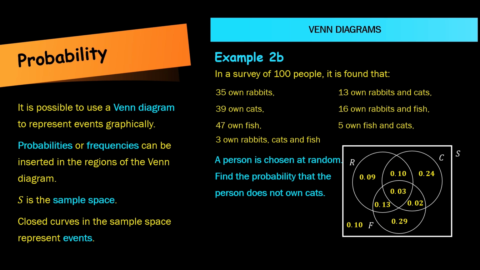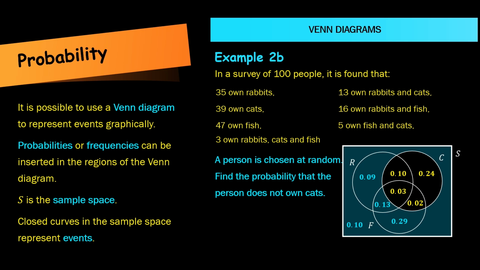And now for part B. A person is chosen at random. Find the probability that the person does not own cats. A person not owning cats is represented by this shaded region here. We add up all the probabilities in this shaded region, so 0.09 plus 0.13 plus 0.29 plus 0.10 to give 0.61.